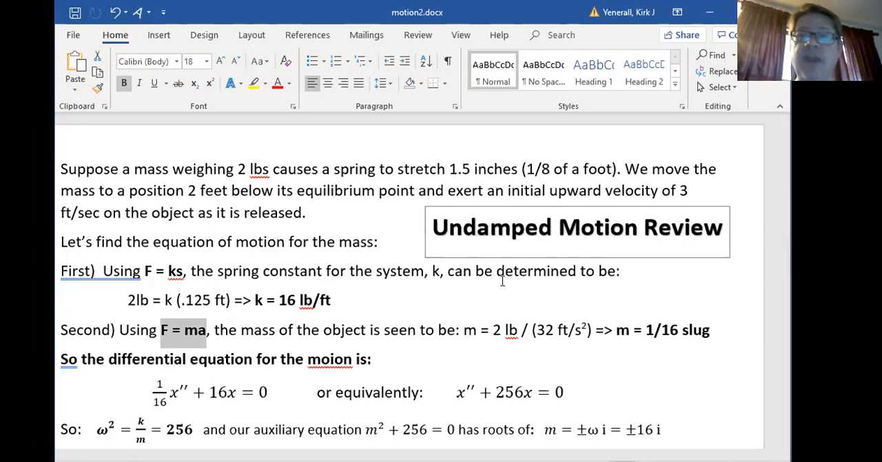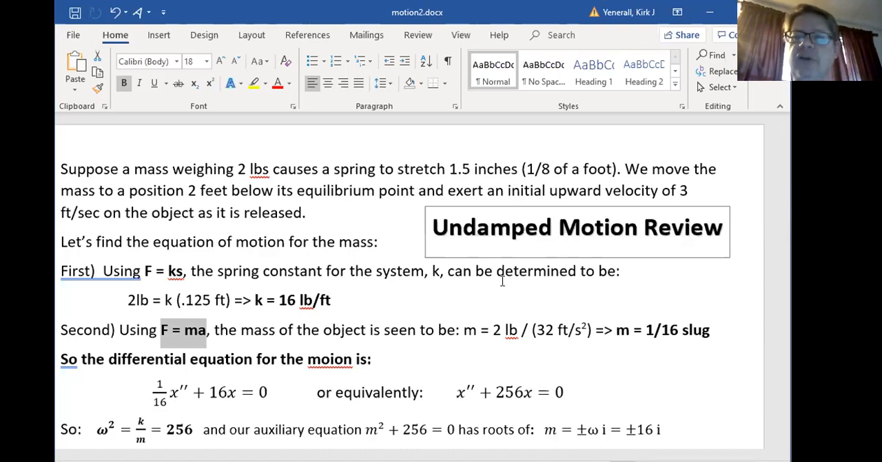So now we know our K, we know our M. That will allow us then to get our omega squared. Remember that omega squared is the ratio of K divided by M. So it's going to be 16 divided by 1/16, which is 256. We're going to be using that omega squared value in just a little bit.